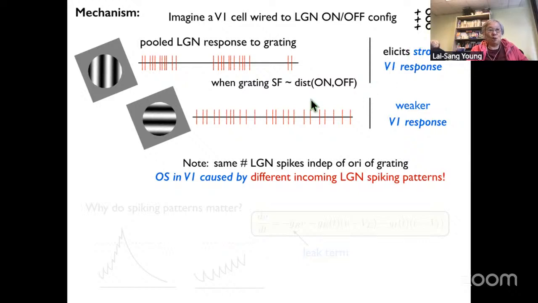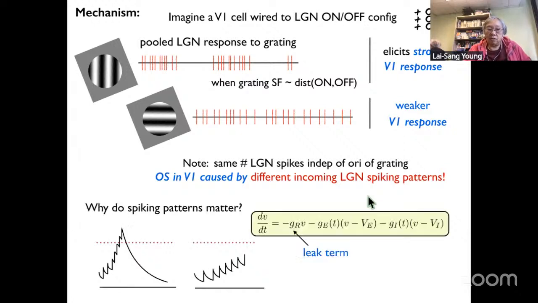So there is no difference in the total number of spikes per unit time if you look at a long enough stretch of time that the V1 cell is getting, but it's responding strongly to this, and not strongly to this. In other words, it's responding to the pattern, not the number of spikes. This is something I had to realize before I looked at that. So why is it that it likes this pattern but not this pattern? It has a lot to do with this leak term.